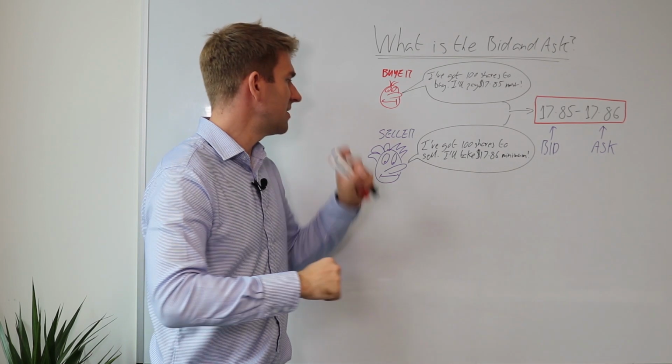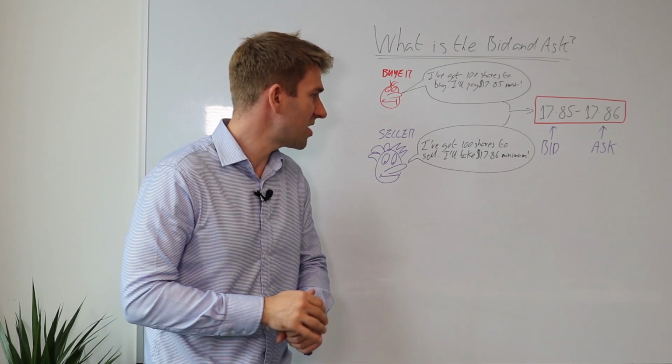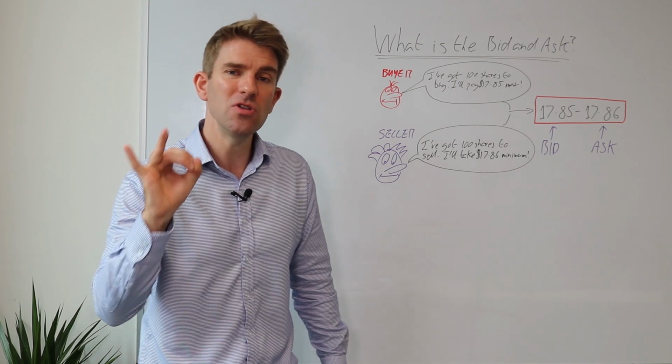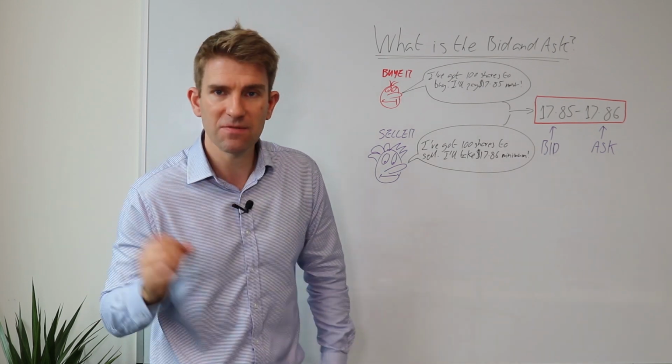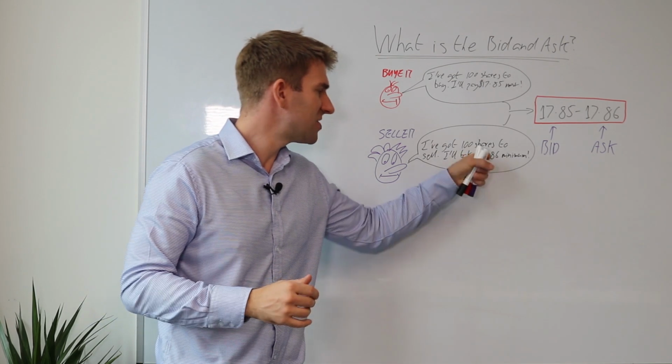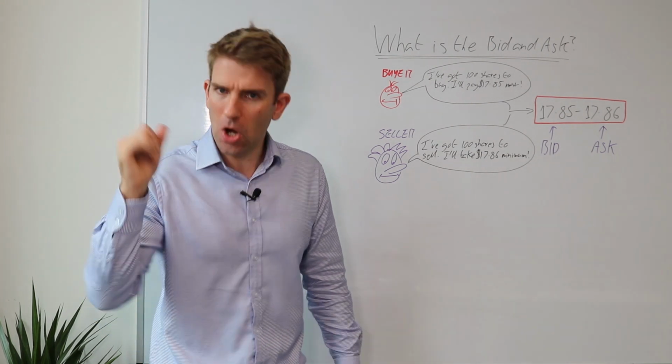But I digress. This seller comes along and says, hey, I want to sell my shares. I've got 100 shares to sell. However, I'm only going to take $17.86 minimum. Not going to take $17.85, not $17.84, $17.86 is the minimum that I will take. It's the lowest I will go.